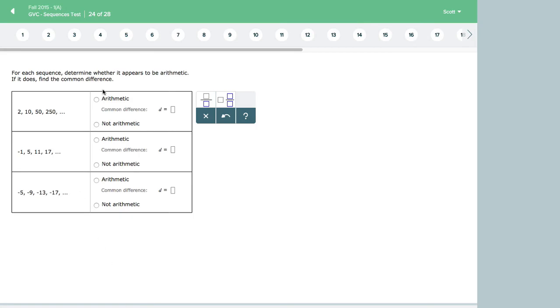The type of question you'll get on that is another, is it arithmetic? Is it not arithmetic? And if it is, what's the common difference? So let's look at this. Plus 8, plus 40. It is not arithmetic. Remember, arithmetic is just plus or minus. So plus 6, plus 6, plus 6. It is arithmetic, and the difference is plus 6. Okay, this one: minus 4, minus 4, minus 4, it is arithmetic with a difference of minus 4.